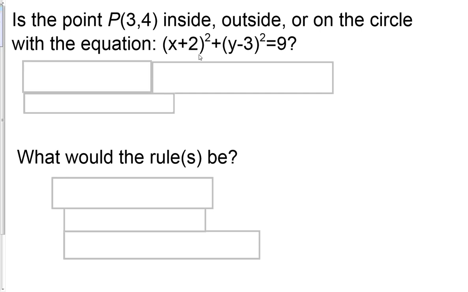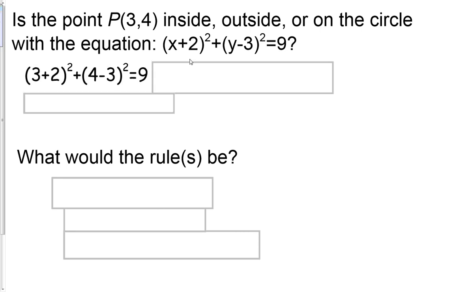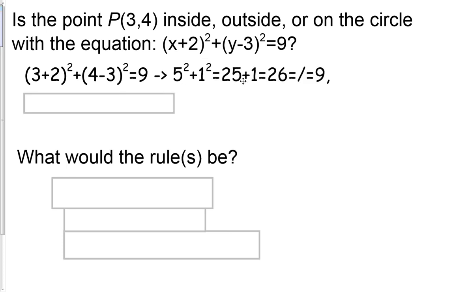Because if the value gives us 9, that means we would be exactly on the circle, right? So plugging it in, 3 plus 2 squared plus 4 minus 3 squared. 3 plus 2 is 5, 4 minus 3 is 1. 5 squared plus 1 squared gives us 25 plus 1, or 26, which does not equal 9, so we're not on the circle. 26 is bigger than 9, right? So if we think about it, we are a little more than 5 away from the center of the circle. So if we're 5 away from the center, is that going to keep us inside a circle with radius 3, right? Square root of 9? No, right? We're going to be further away. So this is going to be outside the circle.